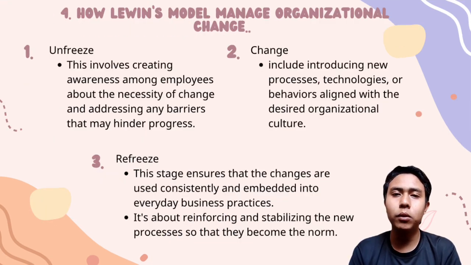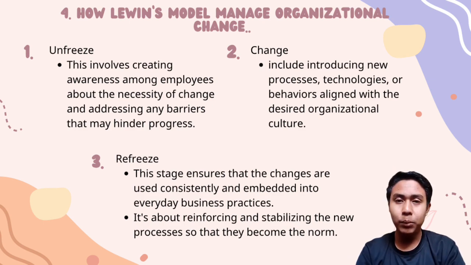So I will present question 4, which is to explain how Lewin's model manages organizational change. So the first point is unfreeze. In this stage, the organization prepares for change by recognizing the need for change and overcoming resistance to it. This involves creating awareness among the employees about the necessity of change and addressing any barriers that may hinder progress. For example, the company may realize that its current customer service approach is not yielding high customer satisfaction and decide that change is necessary. The second point is change.